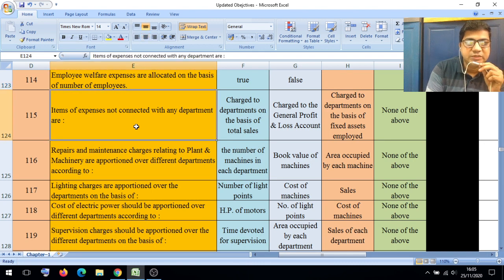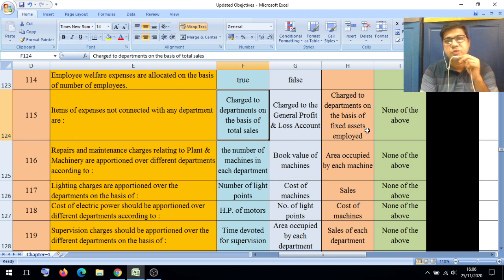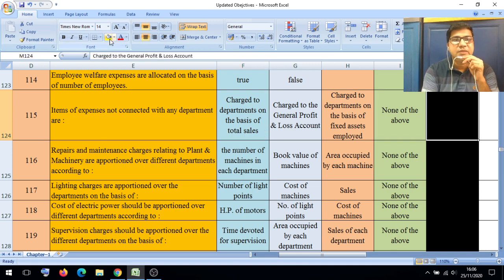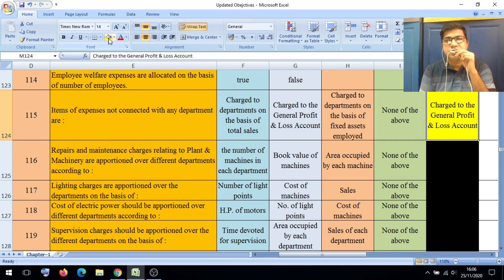Items of expenses not connected with any department are: option A, charge to departments on the basis of total sales; option B, charge to the general profit and loss account; option C, charge to departments on the basis of the fixed assets employed; option D, none of the above. The answer is charge to the general profit and loss account.